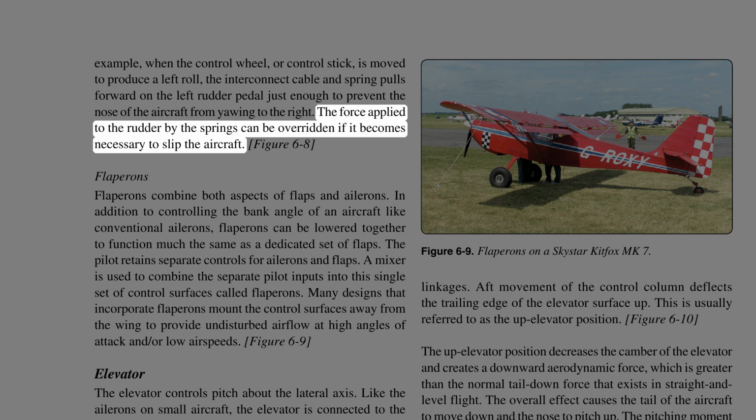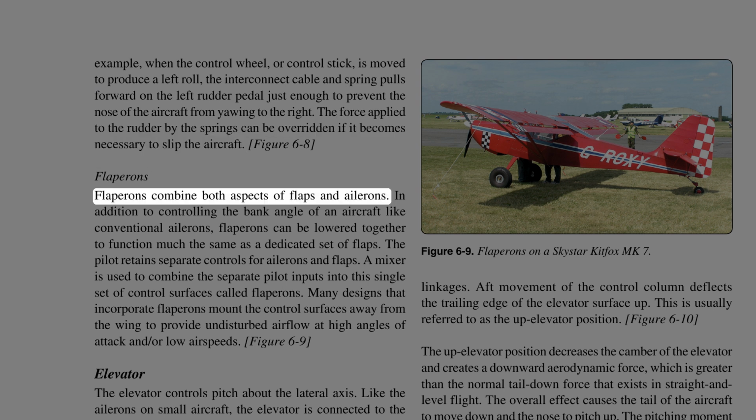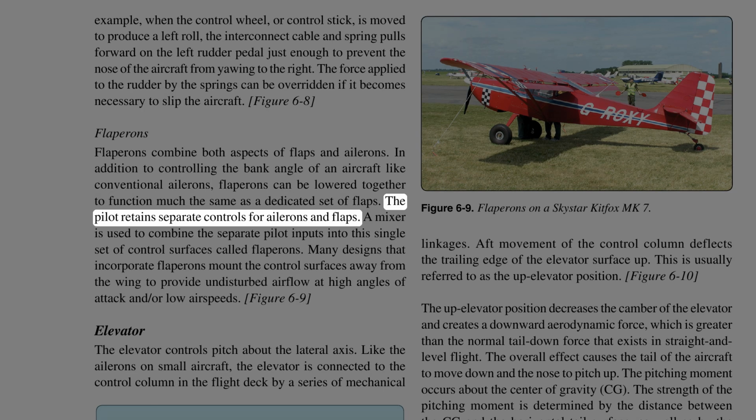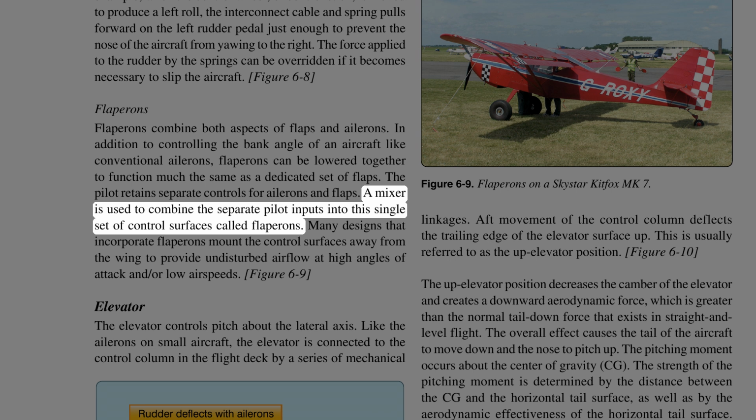Flaperons. Flaperons combine both aspects of flaps and ailerons. In addition to controlling the bank angle of an aircraft like conventional ailerons, flaperons can be lowered together to function much the same as a dedicated set of flaps. The pilot retains separate controls for ailerons and flaps. A mixer is used to combine the separate pilot inputs into this single set of control surfaces called flaperons.